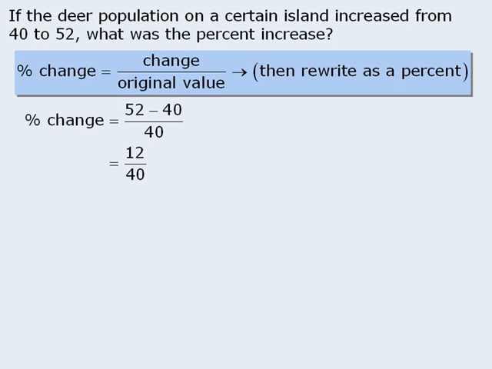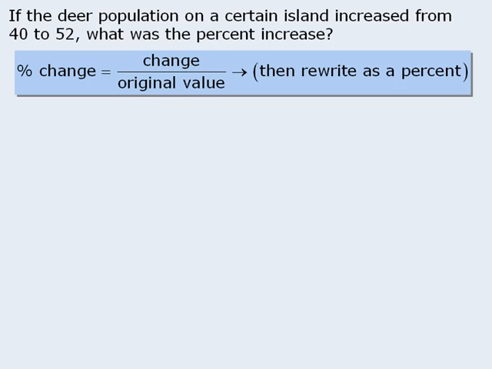One option is to perform long division and then take the resulting decimal and convert it to a percent. Another option is to first simplify 12 over 40 by dividing top and bottom by 4 to get 3 over 10. Now, since we already know that 1 over 10 is equal to 10%, 3 over 10 must be equal to 30%. So the deer population increased by 30%.